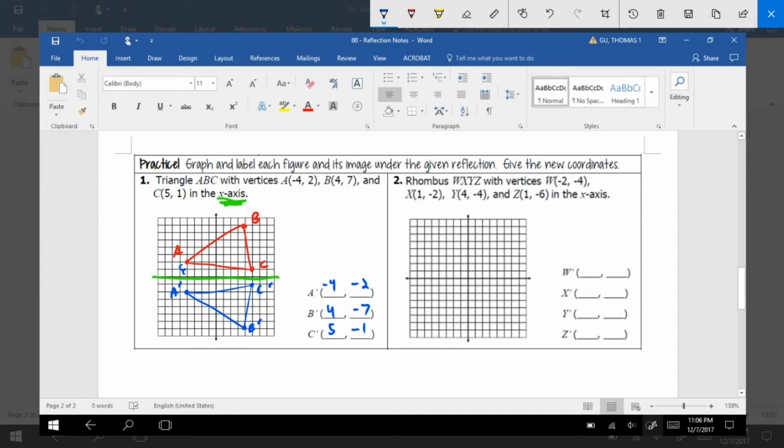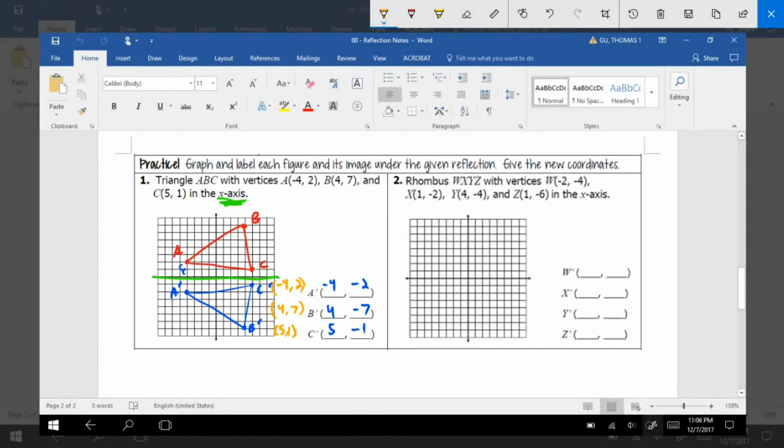Now take a look at our new points and our original points. The original A was -4, 2. A prime is -4, -2. B was 4, 7. B prime is 4, -7. And C was 5, 1. And C prime is 5, -1.